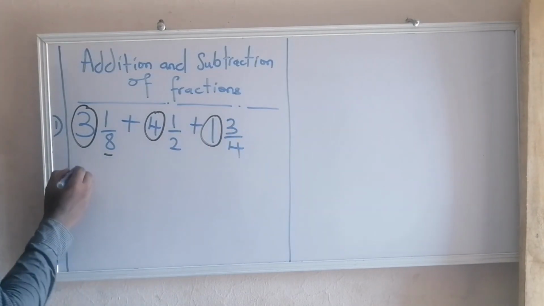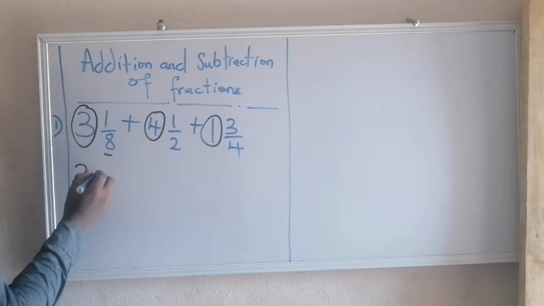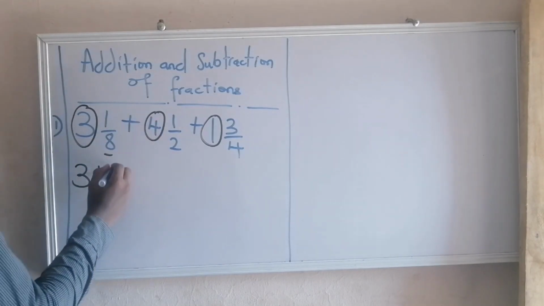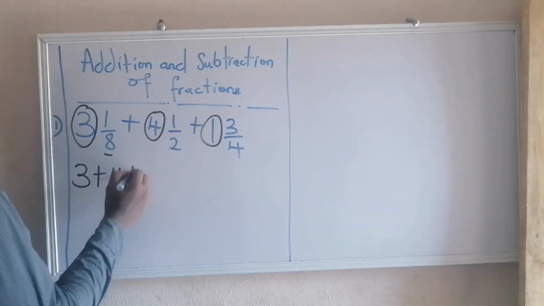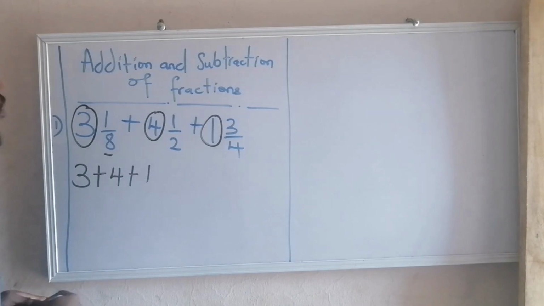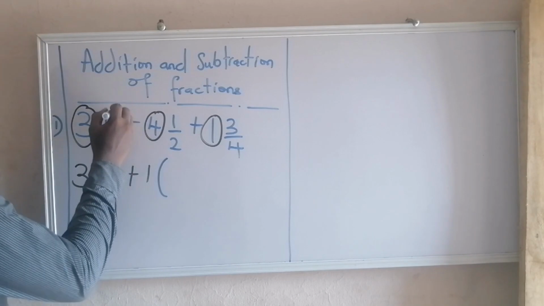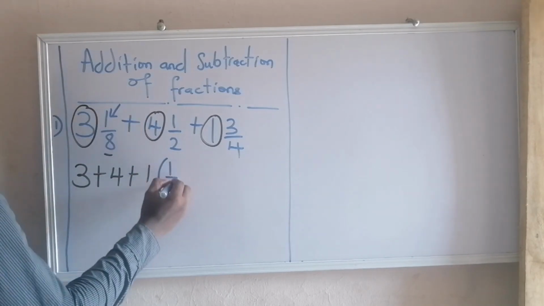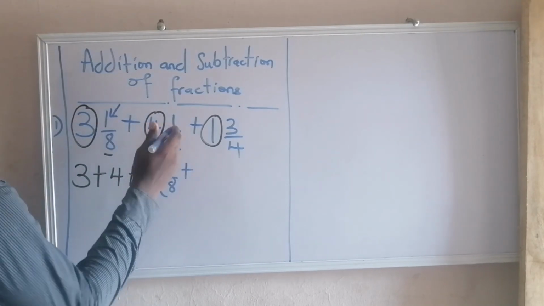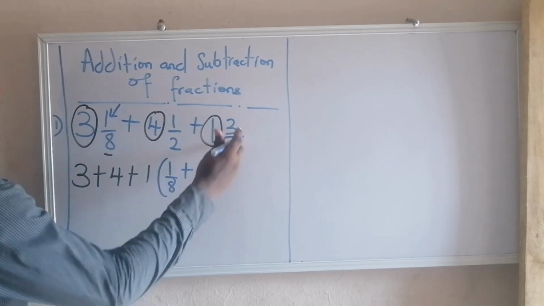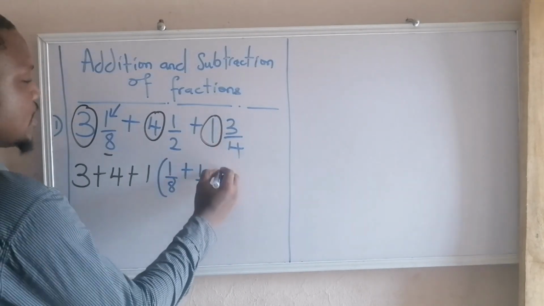You bring it out. 3, you write a plus sign in between, only the whole numbers: 3 plus 4, then plus 1. Now once you have done that, you put the fraction parts inside the bracket. The fraction part for the first fraction is 1 over 8. Then the fraction part for the second one is 1 over 2. The fraction part for the third one is 3 over 4.